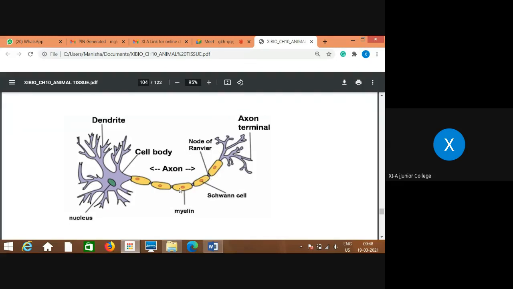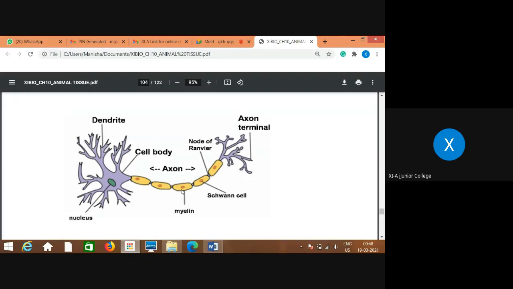Okay, then sometimes these Schwann cells are covered by the neurilemma as well as the fatty tissue or fats, that is called myelin. That myelin is nothing but the fat structure. So when this is covered by myelin, these axons are called myelinated nerve fibers or myelinated axons, or also called medullated nerve fibers.